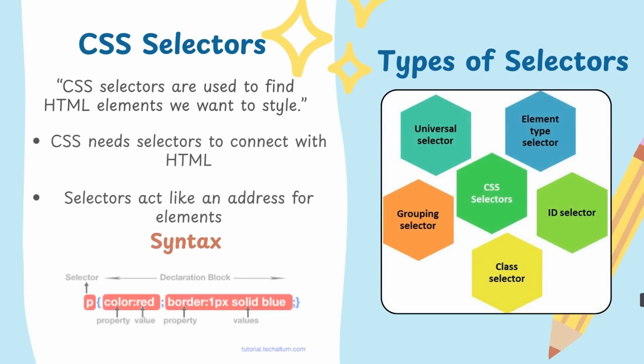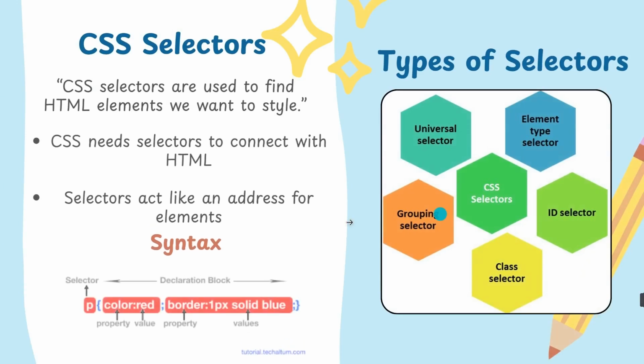So let's begin. So what are CSS selectors? A CSS selector is used to select the HTML element that we want to style or upon which we want to apply the styling. So CSS needs selectors to connect with the HTML elements. Selectors act like an address for the elements. So basically, if I want to style a particular element, then I'm supposed to use the CSS selectors.